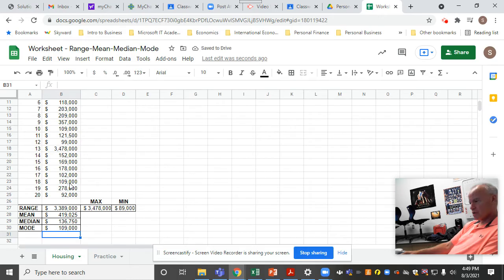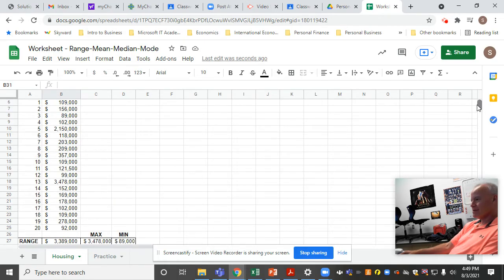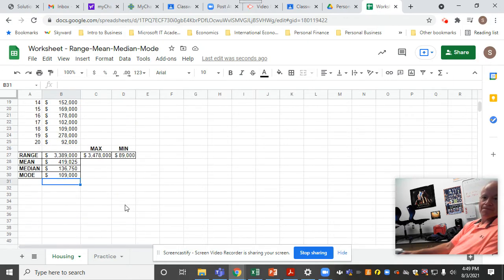109,000 shows up 1, 2, 3 times. 3 times shows up as mode. Okay. So that gives me a little breakdown. So the mean is actually a little bit deceiving in that, yeah, the average is 419,000, but there's 2 houses that are blowing that out of proportion. The median is a little bit more accurate, showing me what the midpoint of my housing prices are.